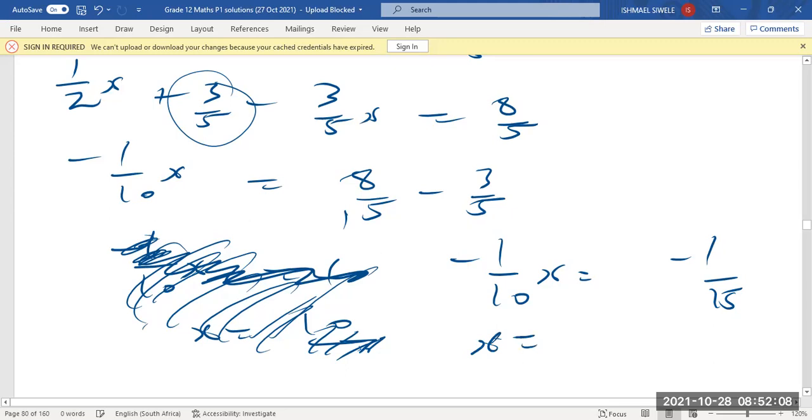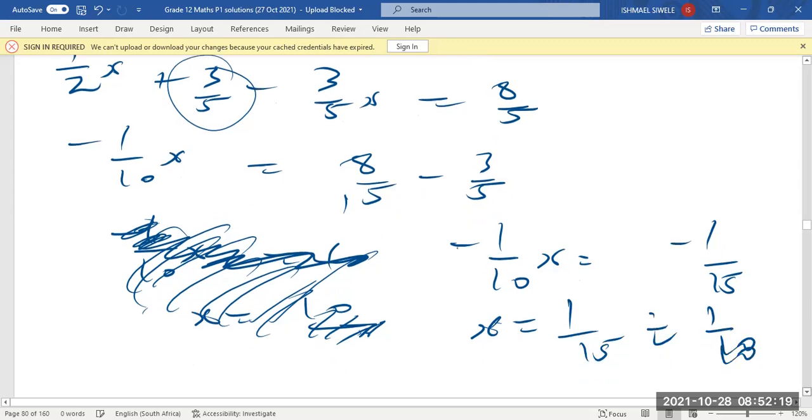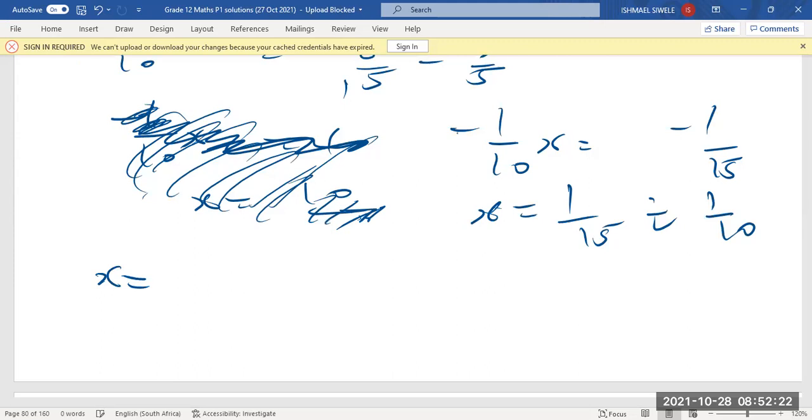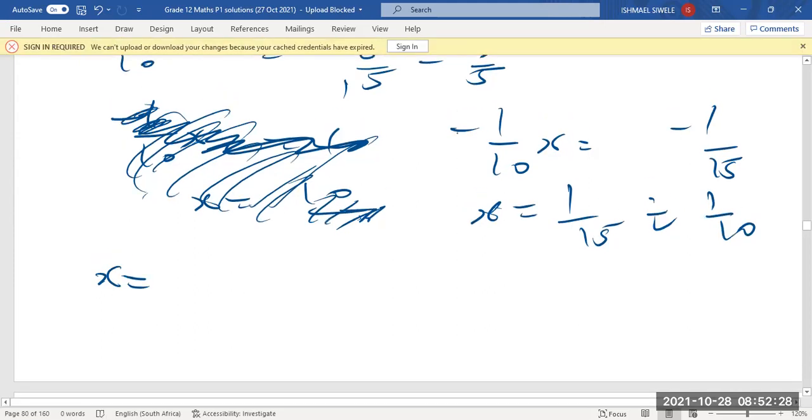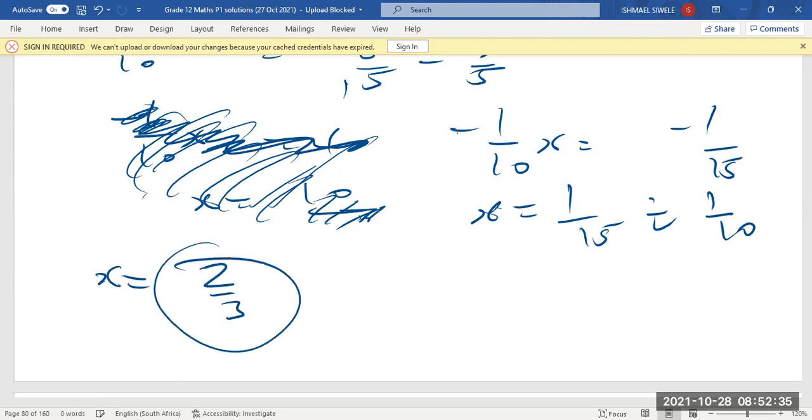Okay, so then x will be equal to, I'm dropping the negatives, 1/15 divided by 1/10. So that is going to be my x. So x will be equal to 1/15 divided by 1/10. That is 2/3. So x is equal to 2/3. So that is how you would have gone about solving this question.